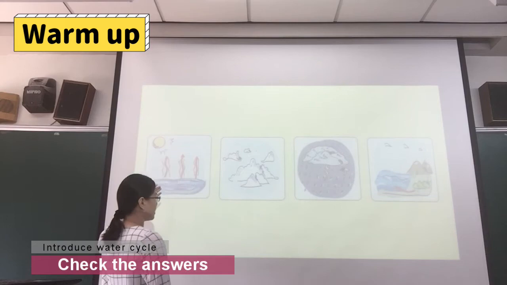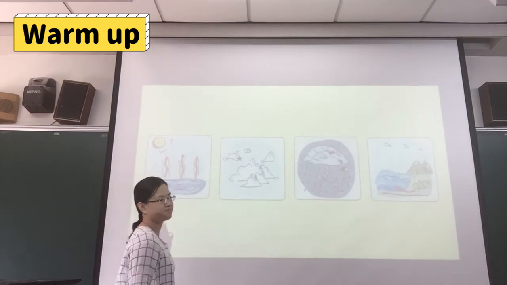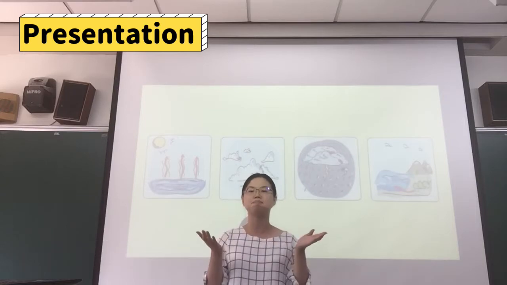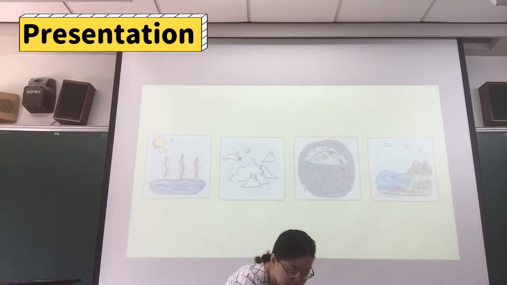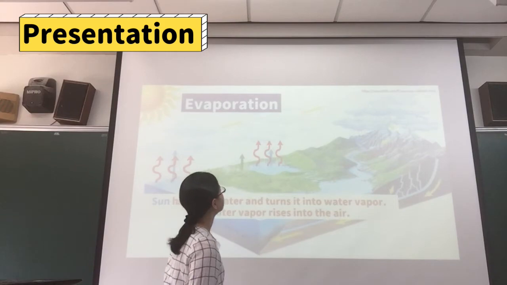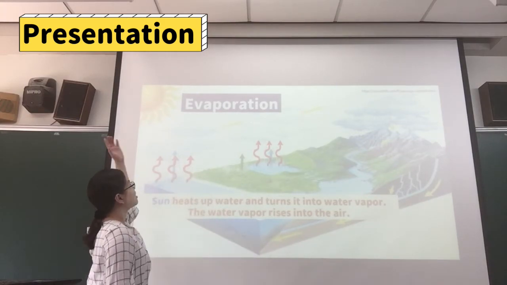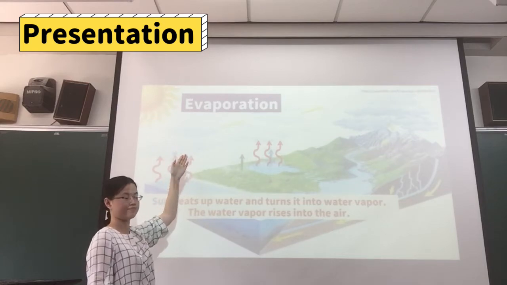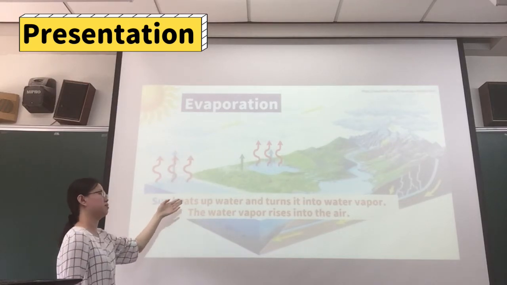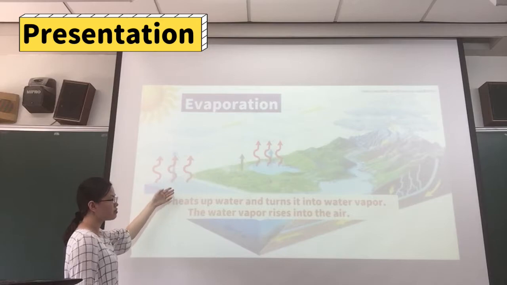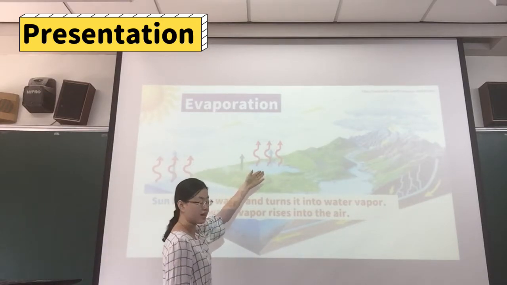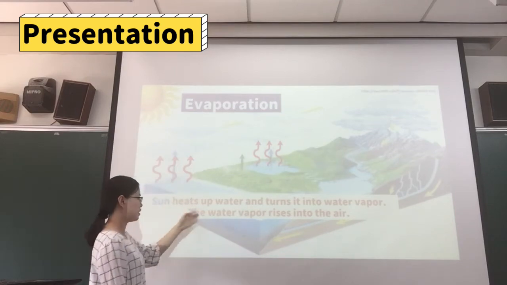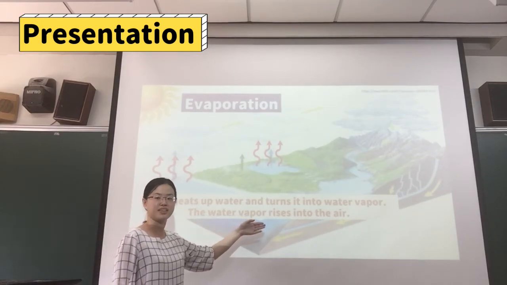So, let's read the answer. Let's learn the process of the water cycle step by step. Step 1 is evaporation. Evaporation is when the sun heats up water from the ocean, rivers, and lakes and turns it into water vapor. The water vapor rises into the air.